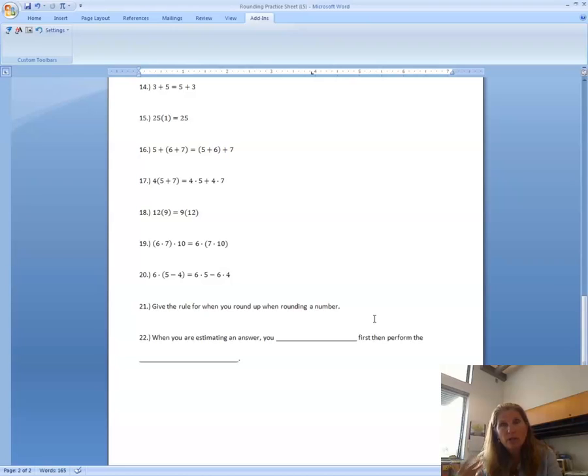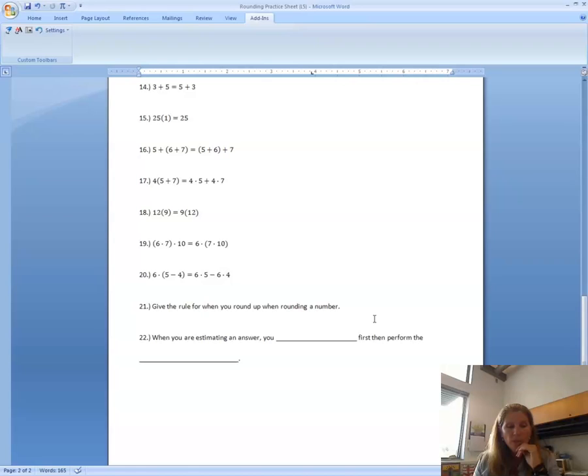I want you to keep asking until it gets out of your short-term memory and into your long-term memory. So the answer is, you round up when the number to the right is 5 or greater. So whatever you're rounding, look one to the right, and if it's 5 or greater, then you round up. If it's less than 5, 0, 1, 2, 3, or 4, then you stay the same.